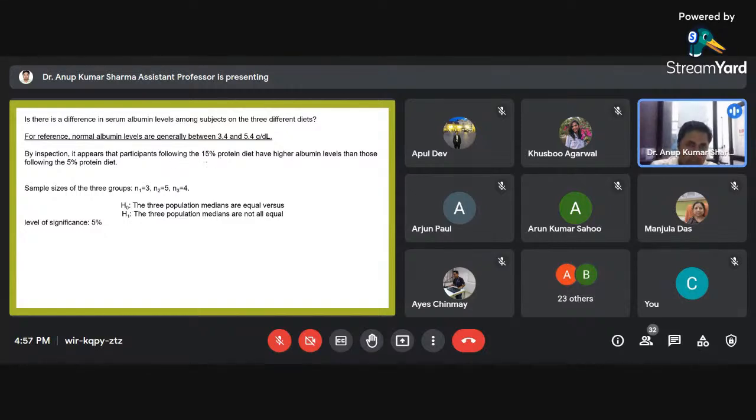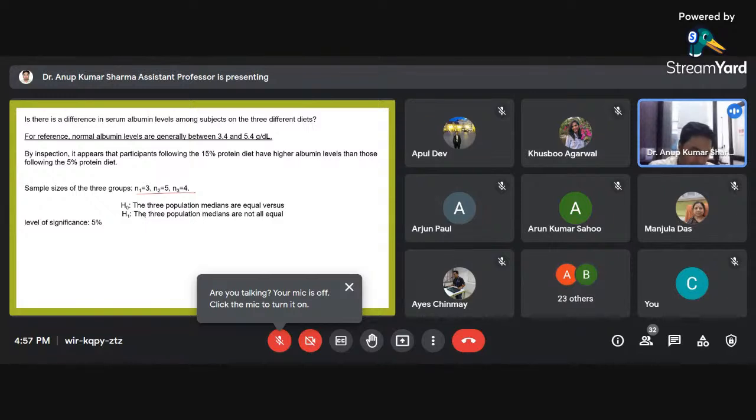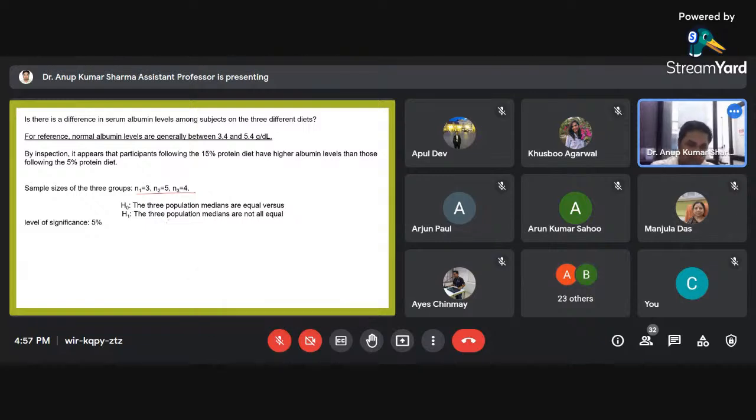So by inspection means by common sense: 15% protein have higher albumin levels, 25% obviously. In this one, the sample sizes are given, n1 = 5, and again this is the testing of hypothesis because these are the means we are discussing. So here we need to assume a null hypothesis and an alternative hypothesis.